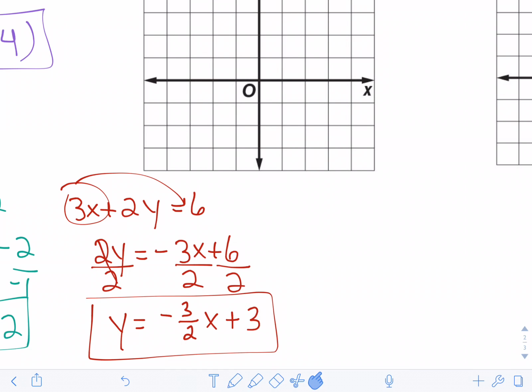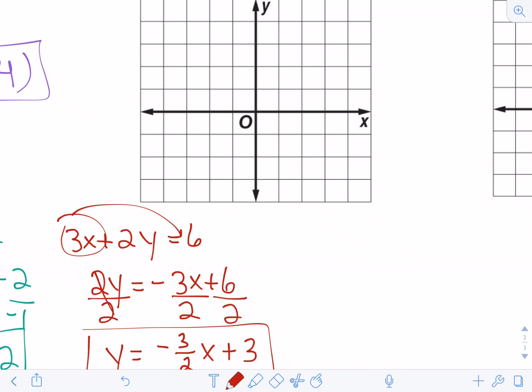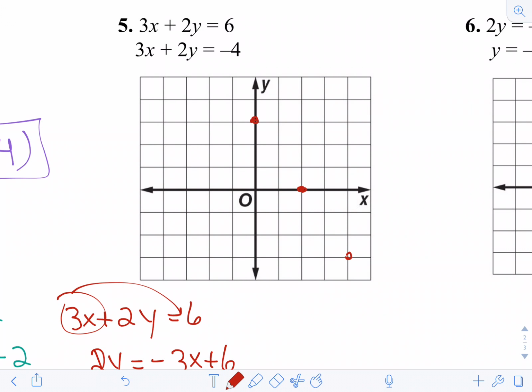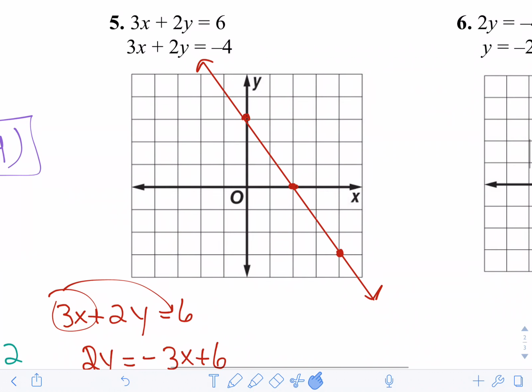So my y-intercept is at positive 3, so I'm going to start at 1, 2, 3. And my slope, I'm going to go down 3 and over 2. So down 1, 2, 3 over 2. And see if I can do it the opposite way. Up 1, 2, that's off the graph, so this is as far as I can go. I'm going to connect my dots and draw my arrows because it's a line. And now we're going to do the second one.